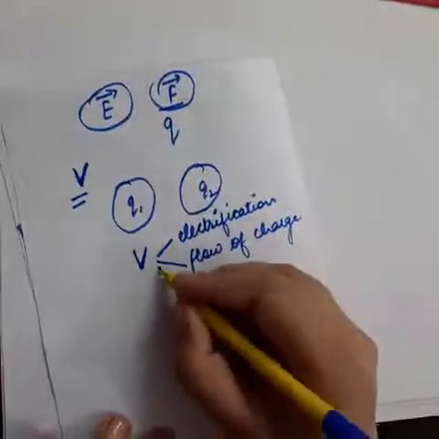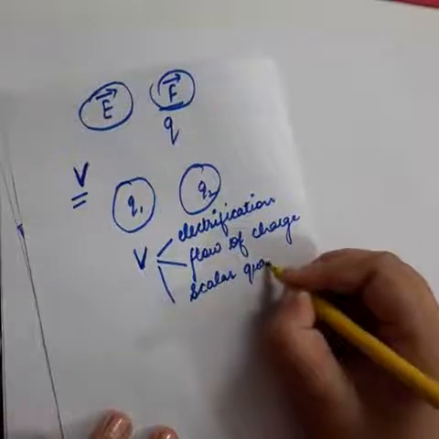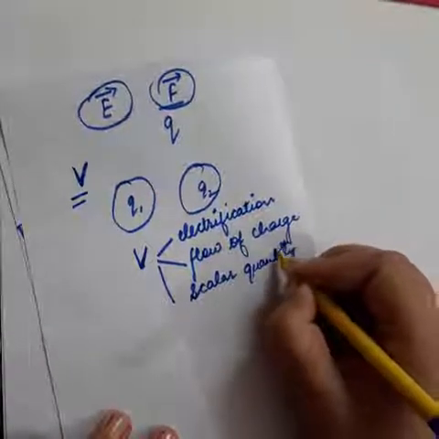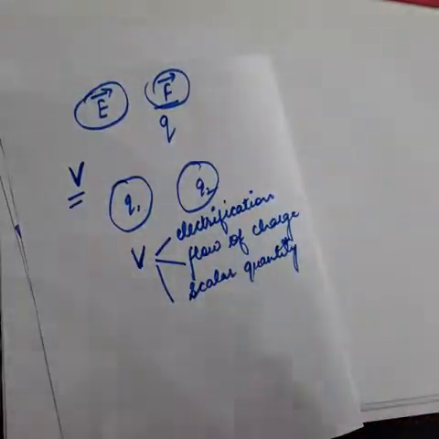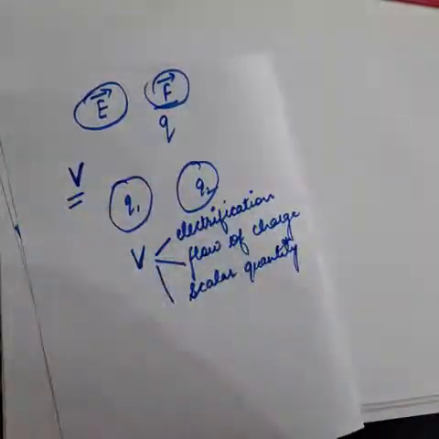And next thing is, V is a scalar quantity. So a scalar quantity to represent all our views about electrostatics. Is it clear? So this basically decides the flow of charge. Now we will be studying in detail how we get to this. Before that, we will be studying electrostatic potential energy.